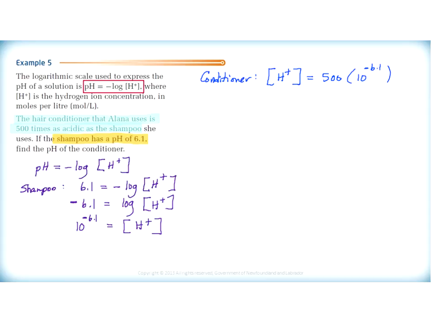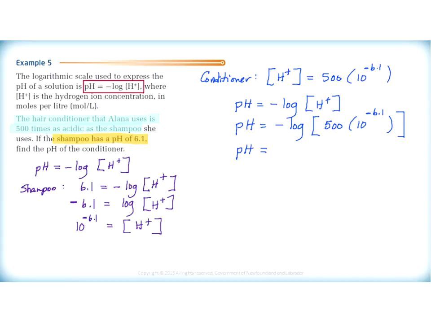So then we can determine the pH of the conditioner using the given formula again. So it would be pH is equal to minus the log of the hydrogen ion concentration. So we will substitute in this value, a minus the log of 500 multiplied by 10 raised to the power of negative 6.1. We can use our laws of logarithms to come up with this solution, or you can simply plug those values into your calculator. And the pH of the conditioner is equal to 3.4. So that's the pH of the conditioner, and that answers the question that was being asked.